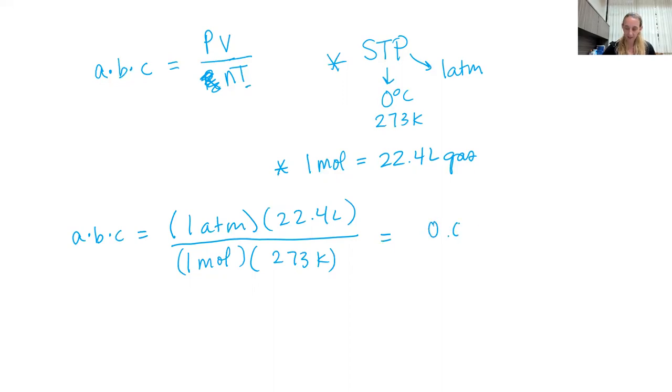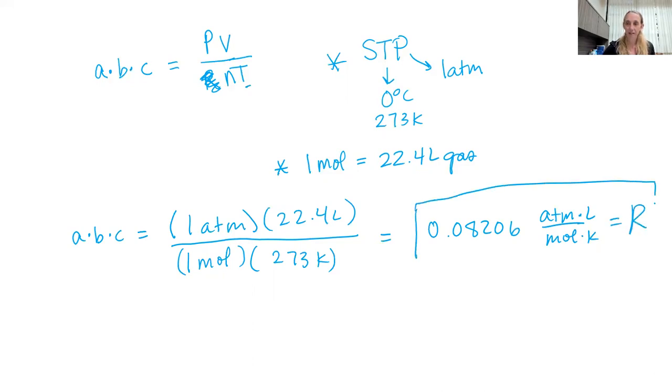That's 0.08206 atmospheres times liters over mole K. And in the gas laws, we actually call this constant R. So that's a proportionality constant based off of standard temperature and pressure that we get when we're trying to compare all of the pressure, volume, amount, and temperature changes in a system.